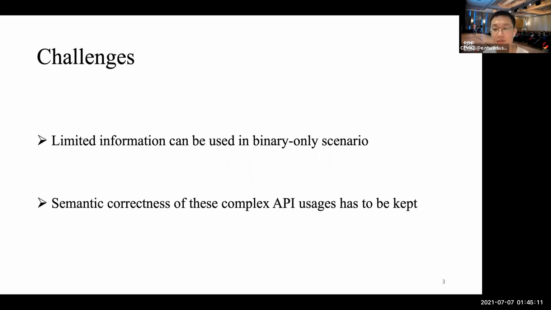There are two main challenges. First, there is limited information that can be used in this kind of binary-only scenario. Second, we also need to keep the semantic correctness for these complex API usages. In other words, to generate fuzz drivers for closed source SDKs, we need to answer two questions: what kind of information should be collected, and how to utilize this collected information?